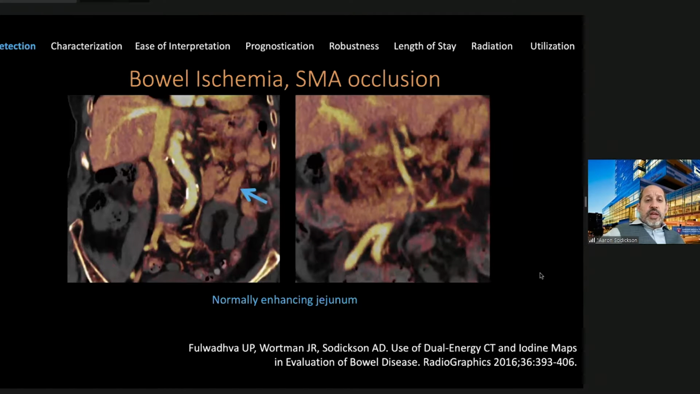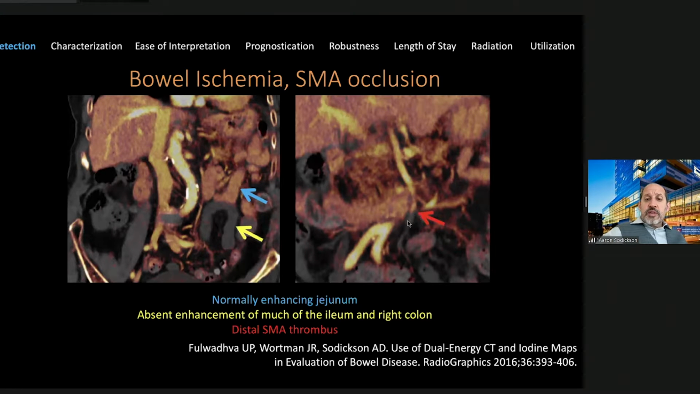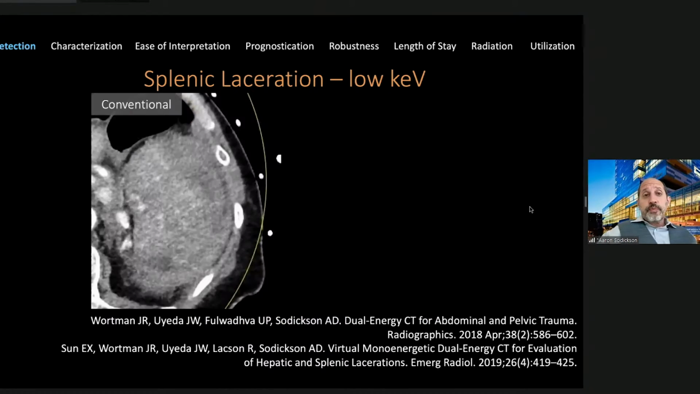If we look at this on static images, here's the normally enhancing jejunal wall. Here is the non-enhancing ileum as well as the right colon. And if we look carefully, here's a fairly distal SMA thrombus causing this without any secondary signs of bowel ischemia on conventional imaging. So we love this technique for bowel viability, and our surgeons love it too.